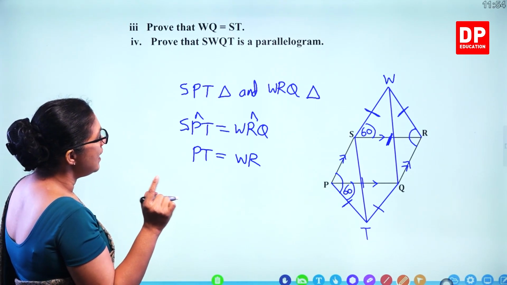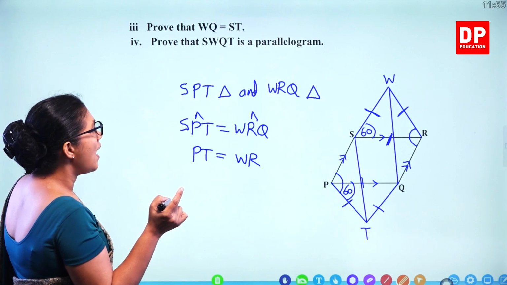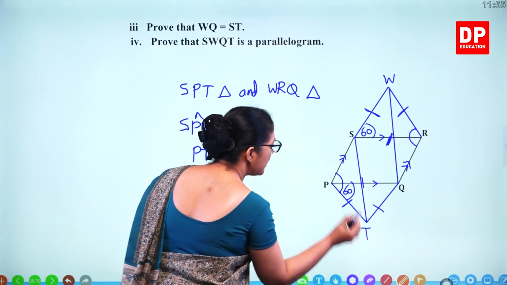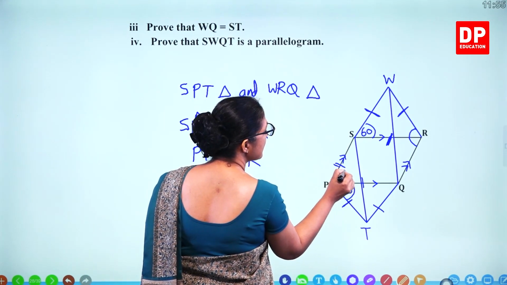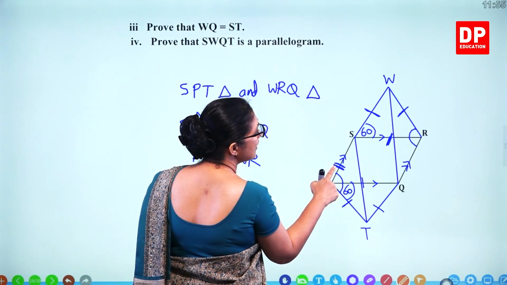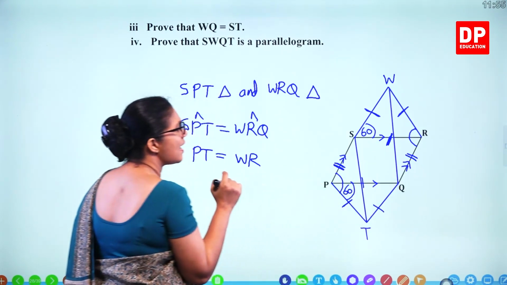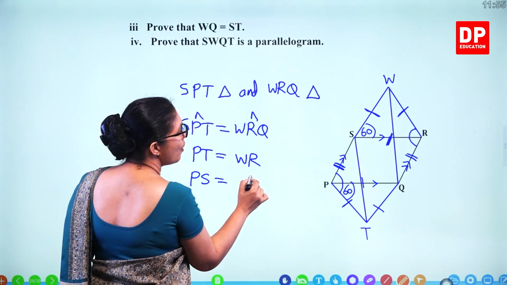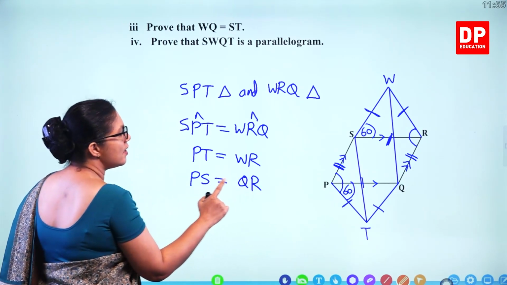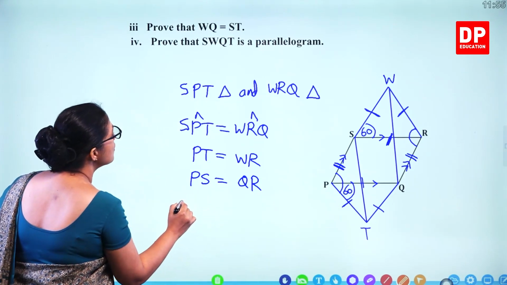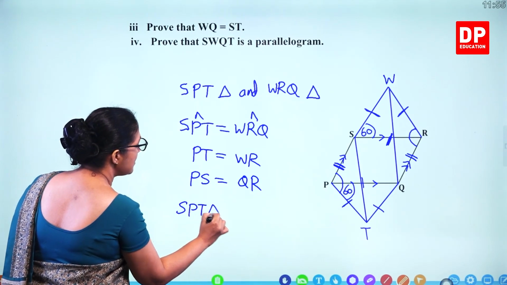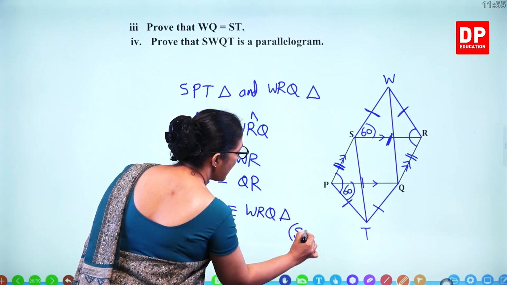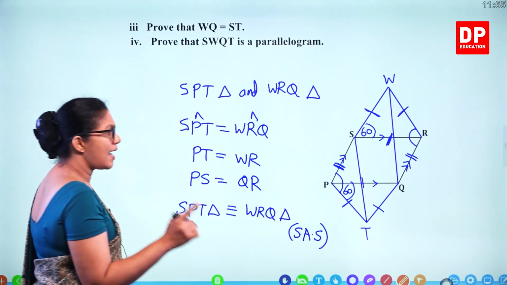So we have a length and an angle, and we need another length. Look carefully at this length. What can you say about it? This length is equal to this length. Opposite sides are equal. SP or PS is equal to QR. Now we have two lengths and the included angle. So we can say triangle SPT is congruent to triangle WRQ because of SAS, side angle side, included angle is there.